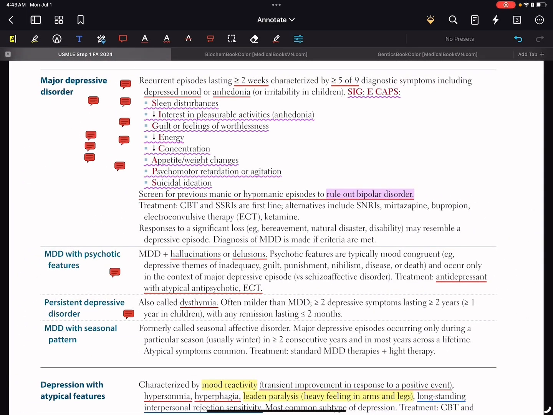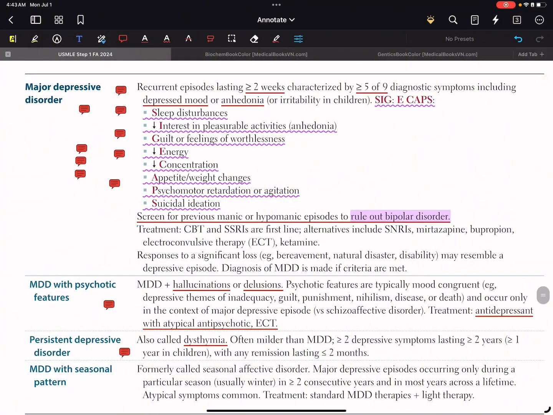Screen for previous manic or hypomanic episode or bipolar disorder. This is very important. You will have a question on that. A patient with suicidal ideation, what is the first thing you should do? Ask about any episode of mania.